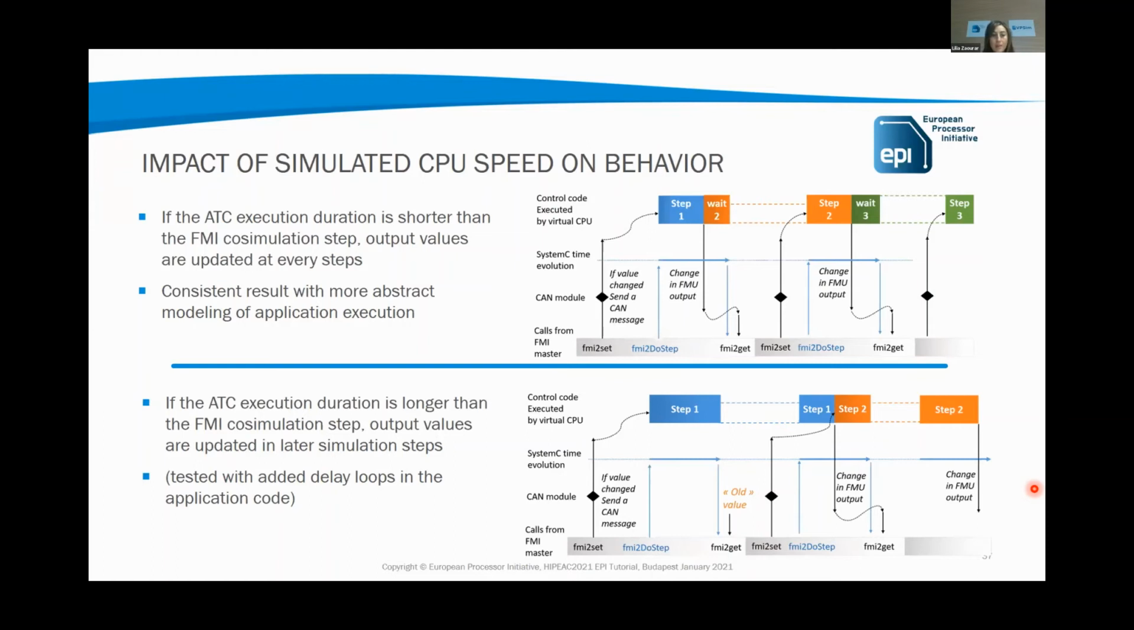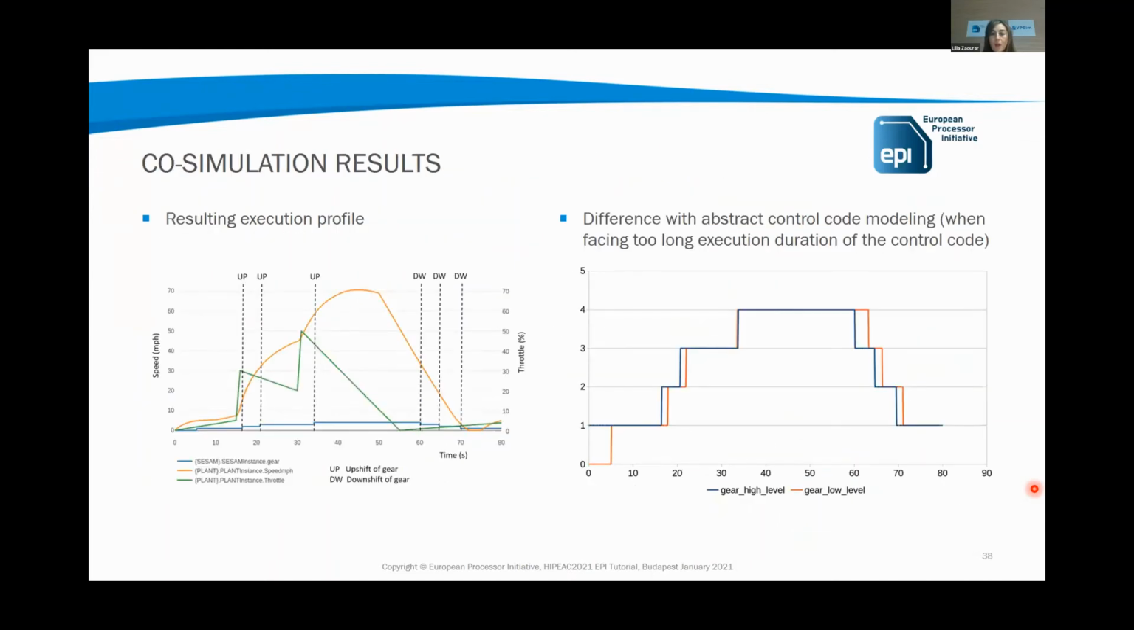We may test it with added delay loops in the application code. Here are some curves for co-simulation results, resulting execution profile, and the difference with abstract control code modeling when facing too long execution duration of the control code.